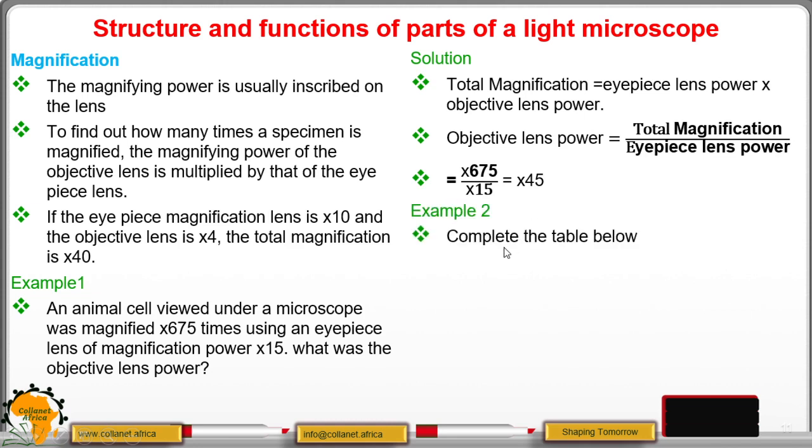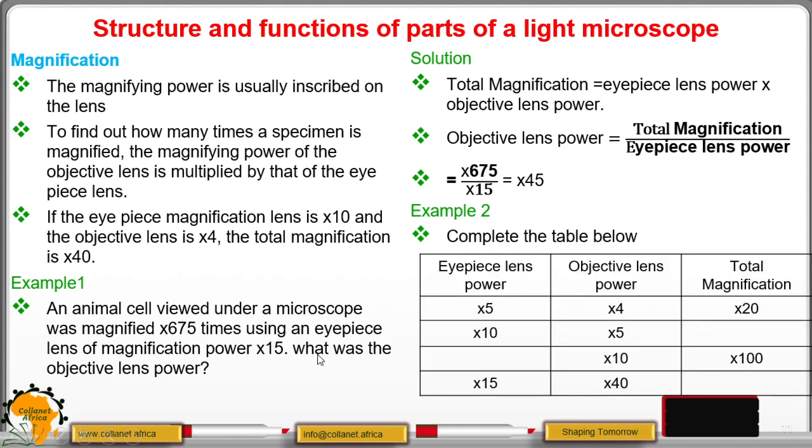Example 2. Complete this table using this formula. For example, if the eyepiece power is times 5 and the objective lens is times 4, that means the total is 20. So you will be able to calculate and fill this one. And for you to find the eyepiece lens, you will just have to substitute and divide the total magnification power by the objective power and you will get 10. Very simple as that.